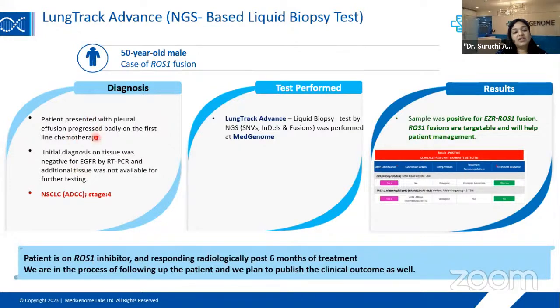And here, a patient did not respond to chemotherapy, a 50-year-old male, presented with massive pleural effusion and was on oxygen. So liquid biopsy test was done and we identified EZR-ROS1. On initial blocks, only EGFR was done and EGFR was negative, and blocks were not available for further testing. So EZR-ROS1 was identified only by liquid biopsy. Patient is on crizotinib now and responding well. Partial response has been seen in the past 6 months of treatment.